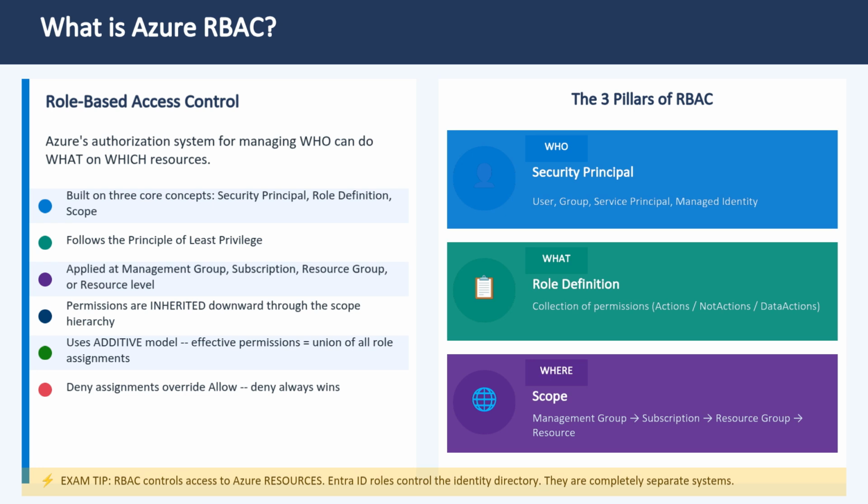Now here are some key behaviors to memorize. Additive model: if you have two role assignments that together grant permissions, you get all of them combined. Deny overrides allow: Azure Blueprints and Azure Policy can create deny assignments that override any role assignment. Deny always wins. Inheritance: a role assigned at subscription level automatically applies to all resource groups and resources inside that subscription.